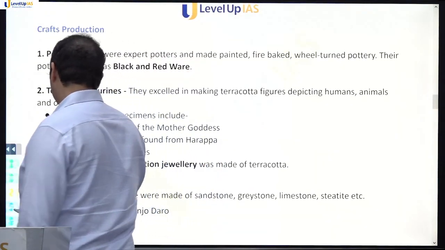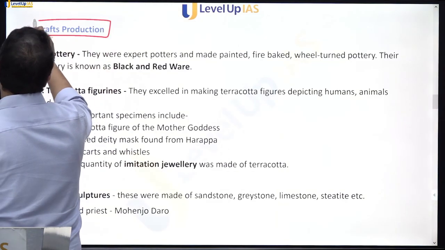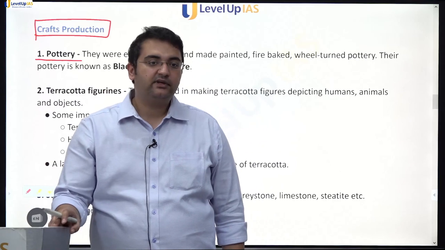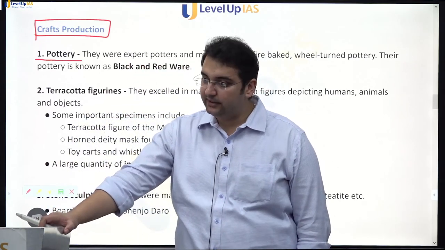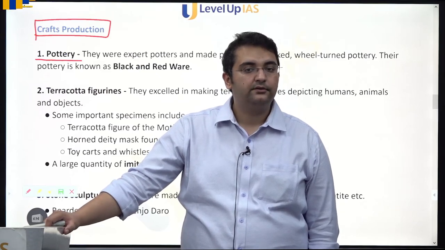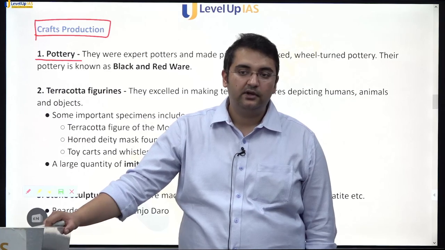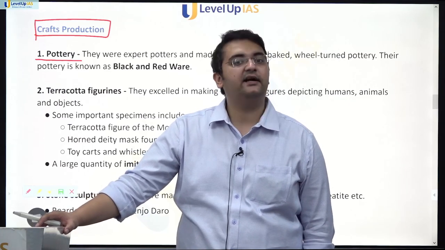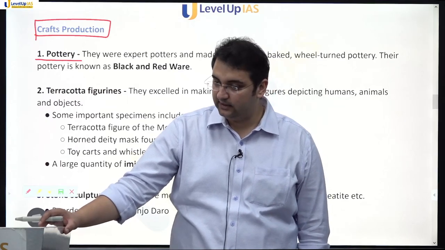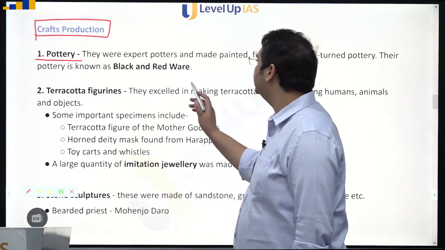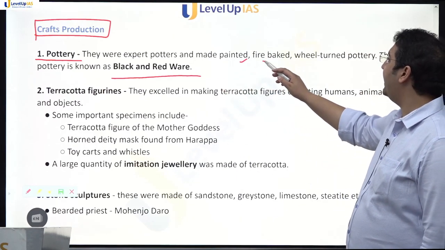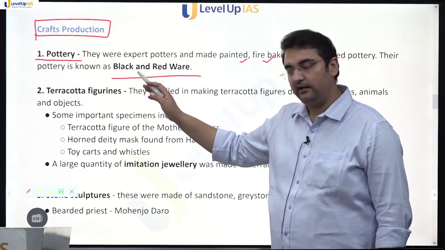Then we come to the crafts production activities. Number one, we have pottery. ठीक है? Do you think any improvements were seen in pottery from the Neolithic and Chalcolithic periods to this period? Yes. The Neolithic and Chalcolithic pottery, what were they used for? Were they utilitarian or decorative? Utilitarian only. Harappans would make pottery that is both utilitarian as well as decorative. It would be of finer quality, better execution as well. Okay? The characteristic pottery of this period, what was it known as? Black and red ware. Okay? So they were expert potters and made painted, fire baked, wheel turned pottery known as black and red ware.